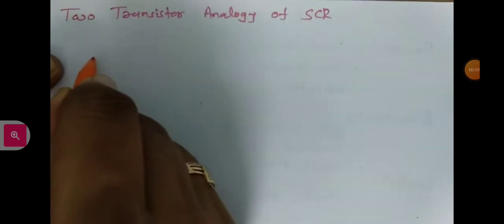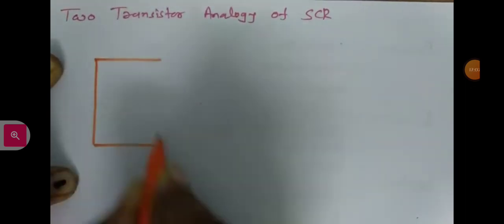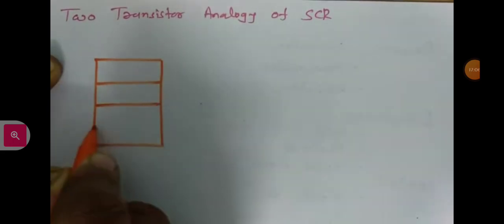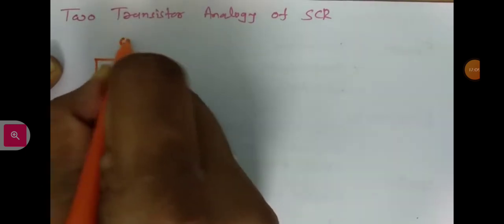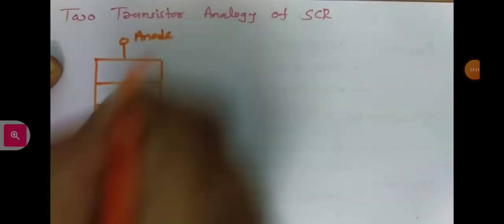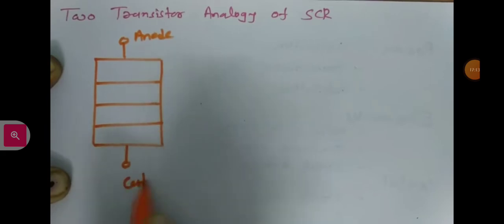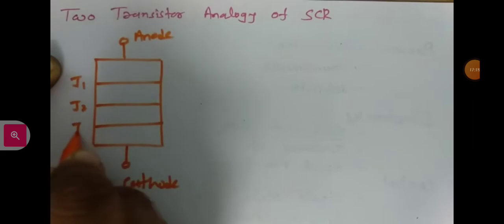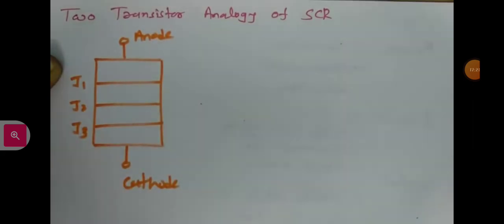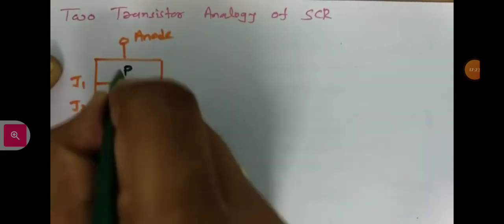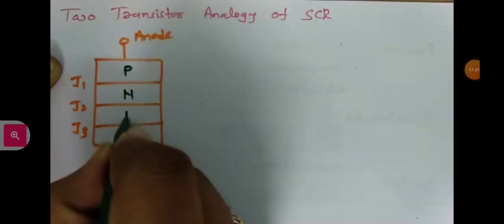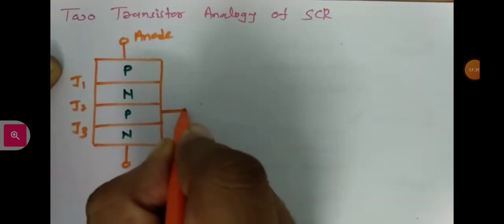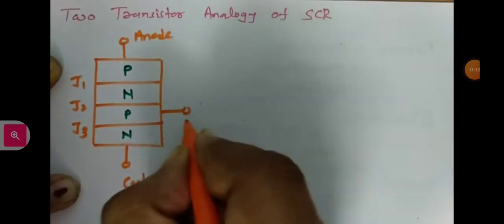In the previous session we saw that SCR is a 4-layer, 3-junction device. So here there is the anode, here there is the cathode, three junctions J1, J2 and J3 are there, and we have seen these layers are P, N, P, N, and the third terminal of this SCR is the gate.